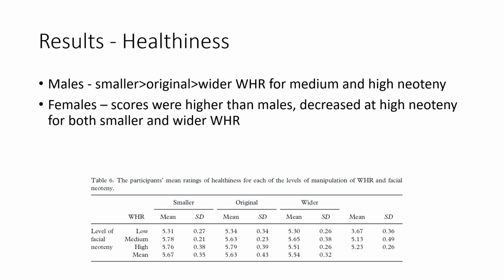For females, overall, their scores tended to be higher than the males. So in general, female participants were rating these pictures as appearing to be more healthy than males were. Their scores also decreased at the higher levels of neoteny. So for the facial neoteny, for the pictures that were high in facial neoteny, females gave lower scores for both the smaller and the wider waist to hip ratio pictures.